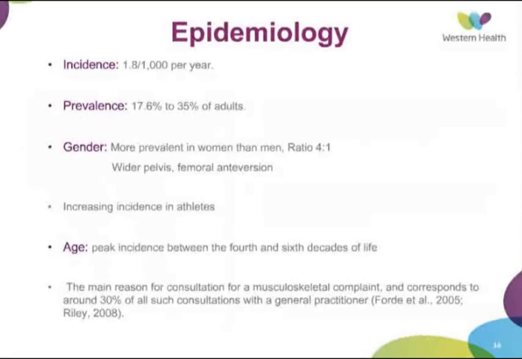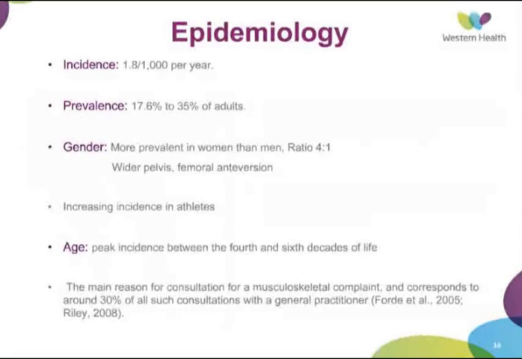In terms of epidemiology of gluteal tendinopathy, the incidence is 1.8 per 1,000 people per year. Prevalence is between 17 and 35%. Looking at gender, it's more common in females compared to males. The ratio is 4 to 1. The reason may be that they have a wider pelvis, and maybe femoral anteversion is another reason. It's more common in females.